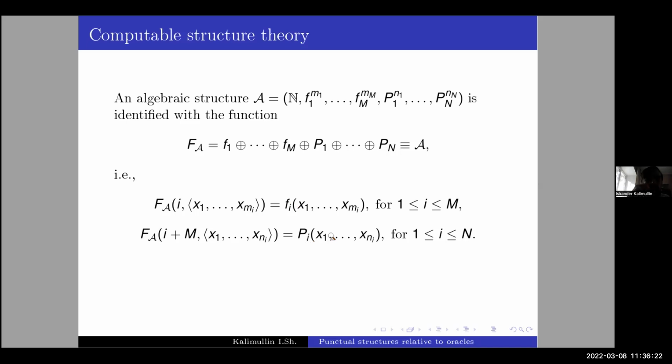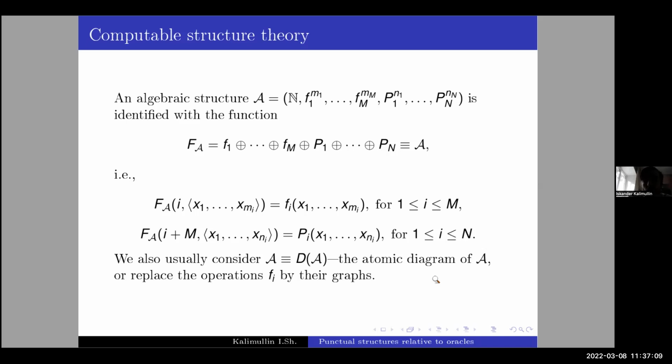It's quite obvious that we can make such identifications, but the more standard way in computable structure theory is to consider the atomic diagram of A, a set of atomic formulas which are true in the structure A. But the atomic diagram is a set, not a function. And of course, there is another way: we can reduce the functional symbols to predicates, replacing the functions by their graphs. It's also a typical consideration, but I will study the function.